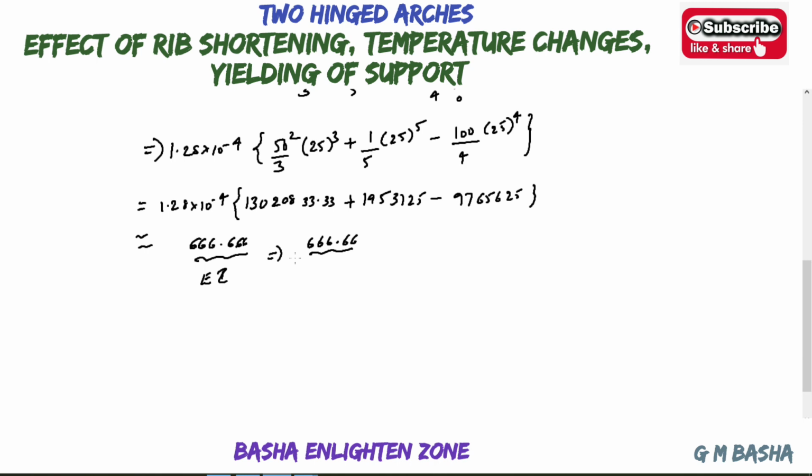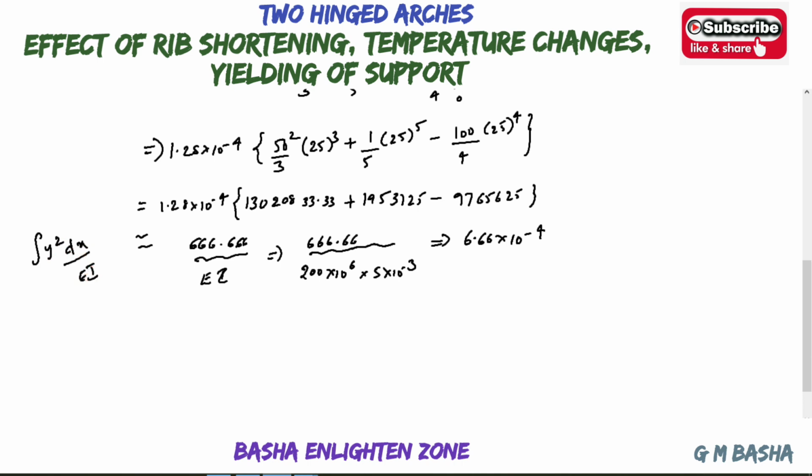We know the E value will be 200 into 10 to the power of 6, and the I value will be equal to 5 into 10 to the power of minus 3. So if you simplify this again, how much will you get? You will get around 6.66 into 10 to the power of minus 4. So this is the denominator part, that is integral of y square dx by EI.